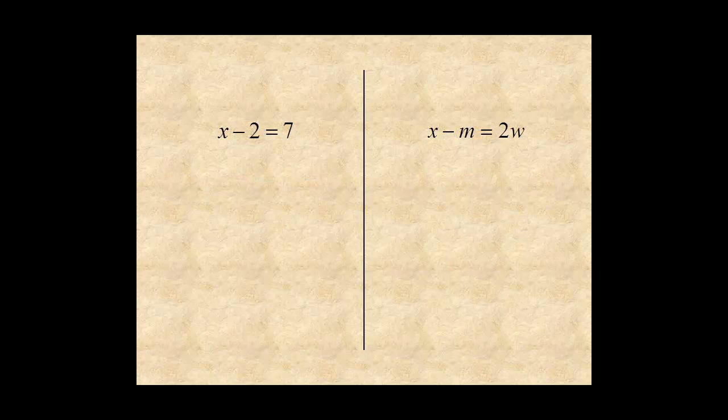For the second example, solve the equation on the left by adding 2 to both sides for x equals 9. On the right, add m to both sides for x equals 2w plus m.